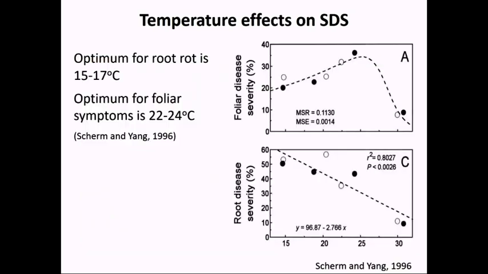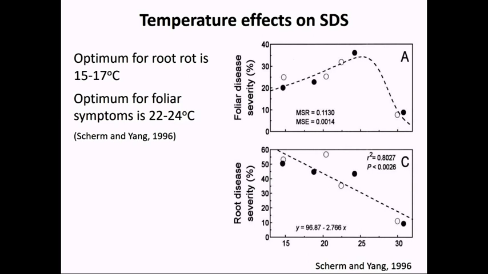Temperature also is important for SDS. There have been growth chamber studies. Again, XP Yang did that here at Iowa State. And he characterized the optimum conditions, optimum temperature for root infection and for foliar symptoms. And it's interesting that they are different. So for the top graph here for foliar disease severity, the optimum for foliar symptoms is 25 degrees. But for root infection, the cooler temperatures tend to favor infection.